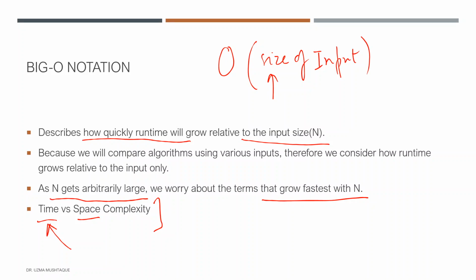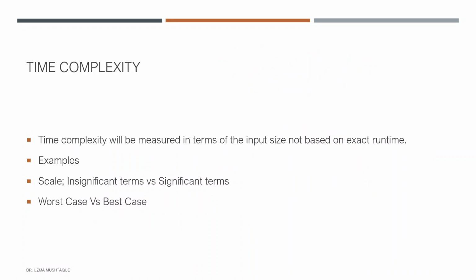We are going to talk about both in this lecture. Okay, so as I said, we'll talk about time and space complexity. Let's focus on the time complexity first. By definition, time complexity is measured in terms of the input size, whatever the input size for your code. It's not based on the exact runtime, which we just saw using the timeit function. That was the exact runtime, but we need a theoretical way of comparing. So that's what time complexity does.